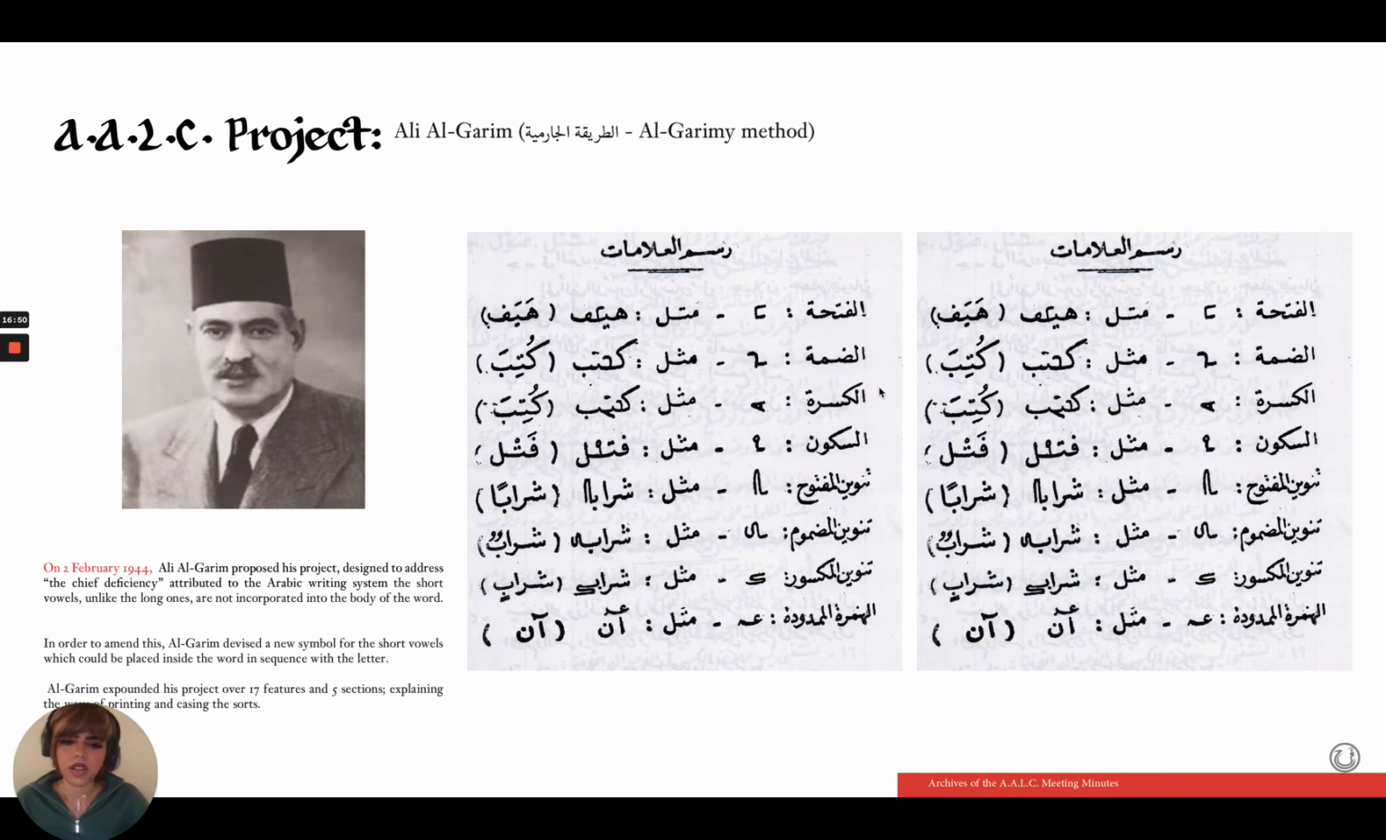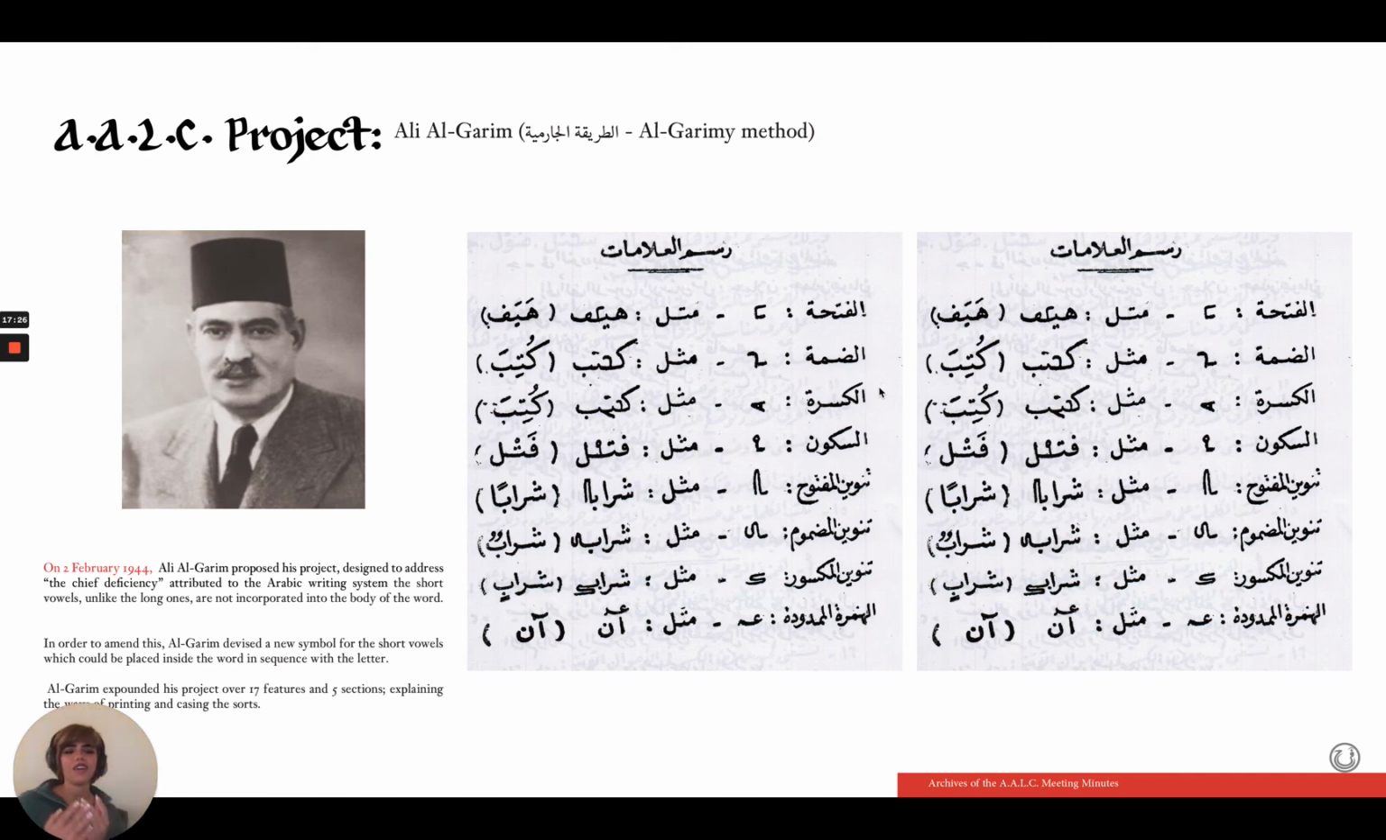The second one is by Ali Al-Jarim, and his project is called the Al-Jarimi method, or in Arabic, Al-Tariqa Jarimiyya. He designed it to address the chief deficiency, which is the vocalization marks; if you go into that, we're going in a circle, as it is the same issue we had in the 8th century. In order to amend this, he proposed a new symbol for the short vowels.